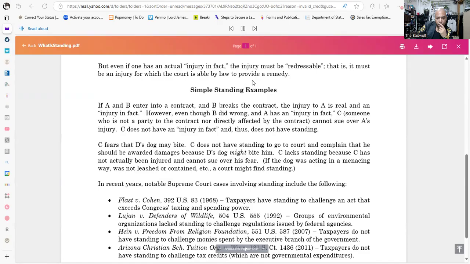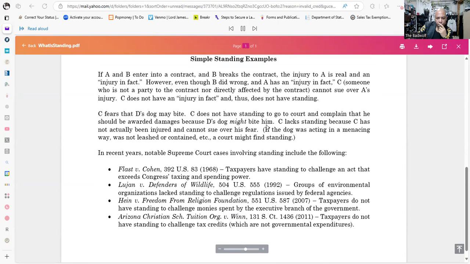Simple standing examples. If A and B enter into a contract, and B breaks the contract, the injury to A is real and an injury in fact. However, even though B did wrong, and A has an injury in fact, C, someone who is not a party to the contract nor directly affected by the contract, cannot sue over A's injury. C does not have an injury in fact, and, thus, does not have standing.